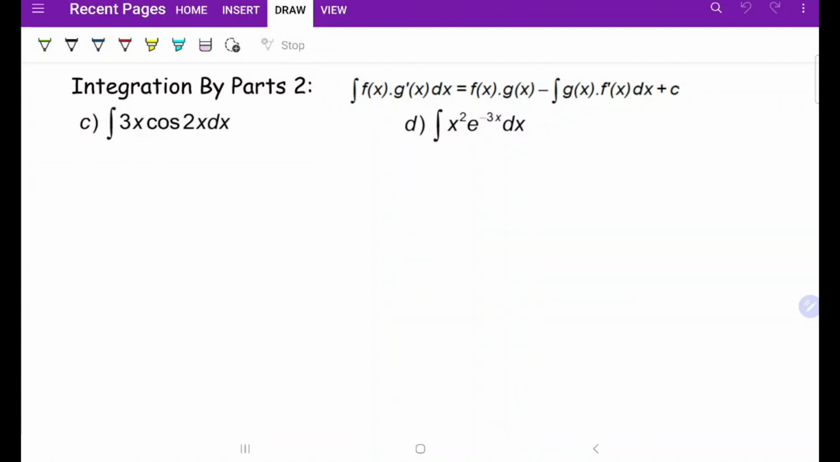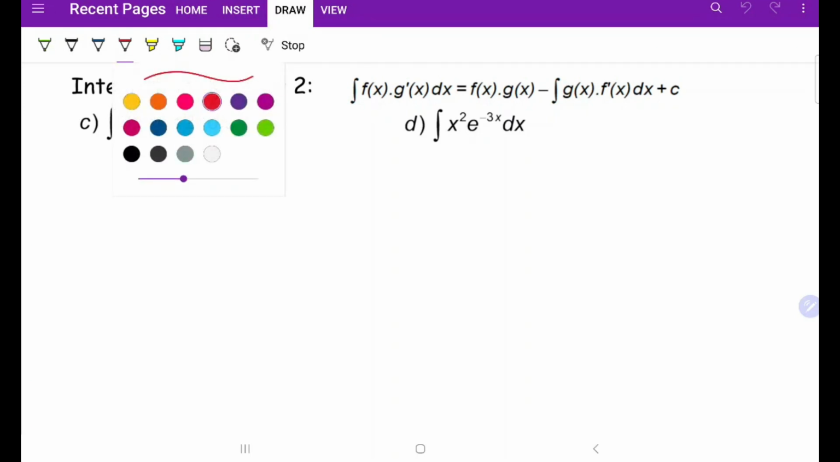All right, welcome to the next video in our series on integration. In addition to our previous video where we were doing the concept of integration by parts, I think it is quite useful to do just two more examples of this concept of integration by parts, just so that you can consolidate your understanding of it.